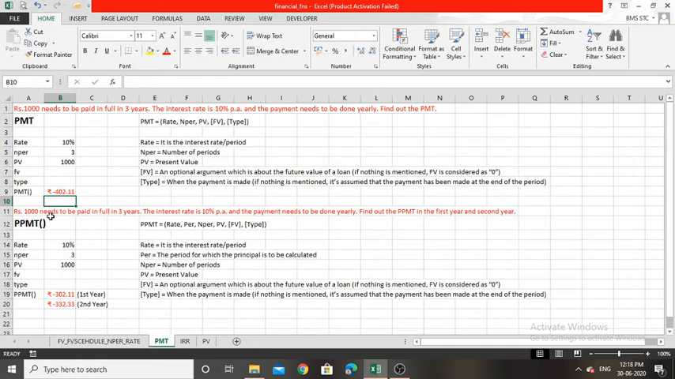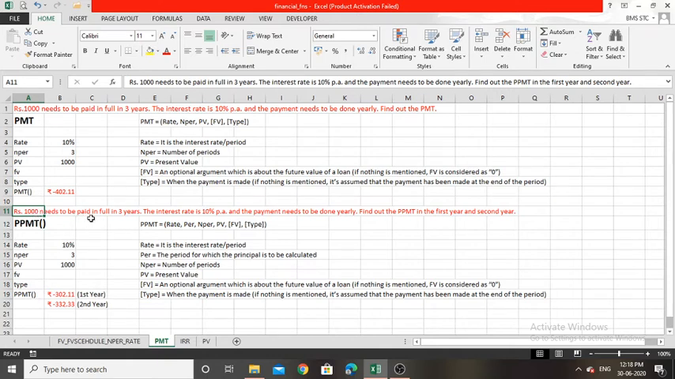Okay, so let's see the next example. What is PPMT used for? Rupees 1000 needs to be paid in full in 3 years. The interest rate is 10% and the payment needs to be done yearly. Find out the PPMT in the first year and the second year. So in the previous example, we generalized that this much amount has to be paid year by year in full. Here we specifically want to know what the payment amount should be by the first year and by the next year. So year by year what would be the payment.